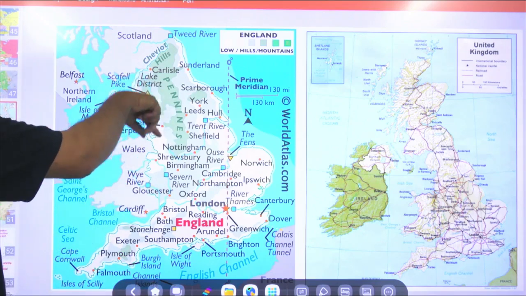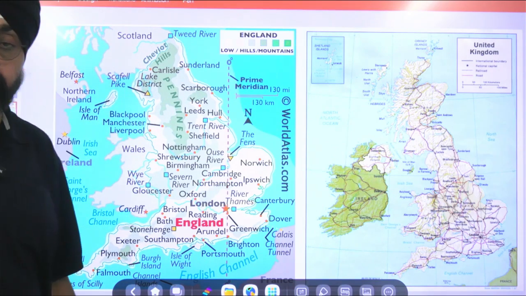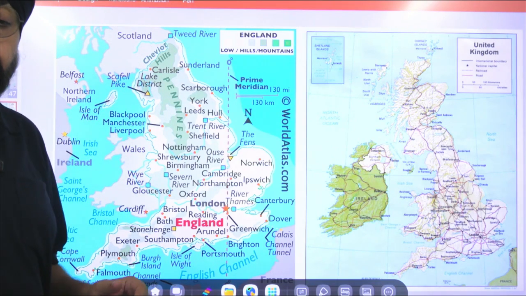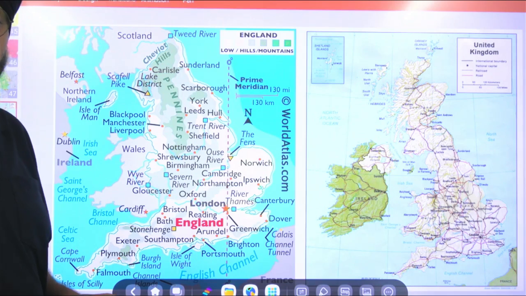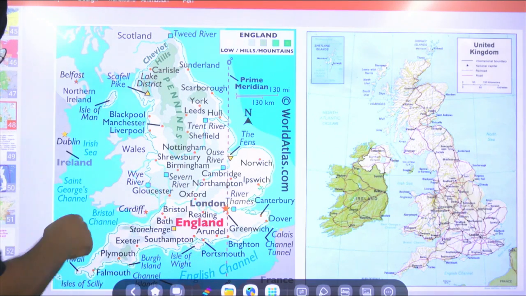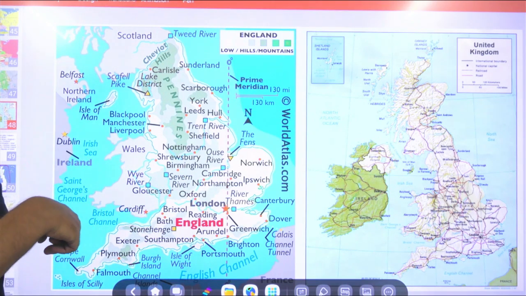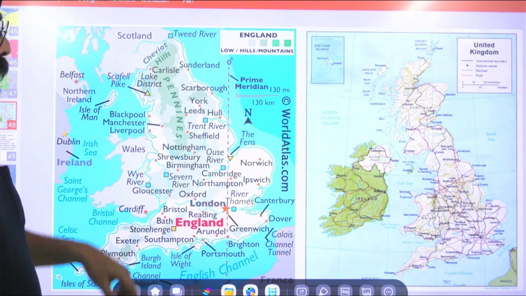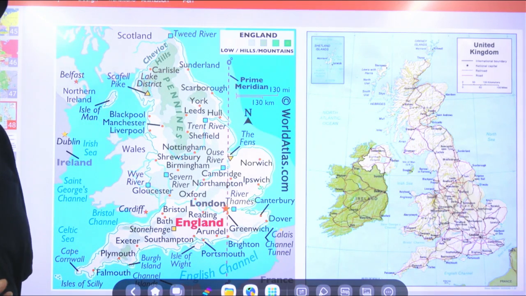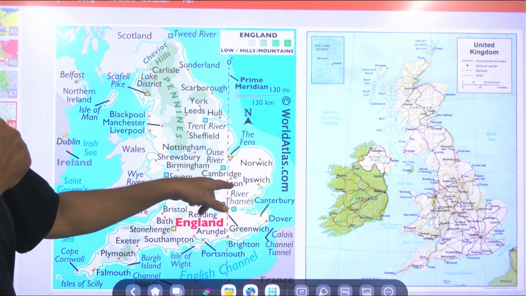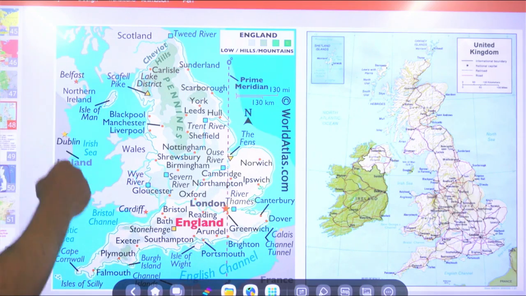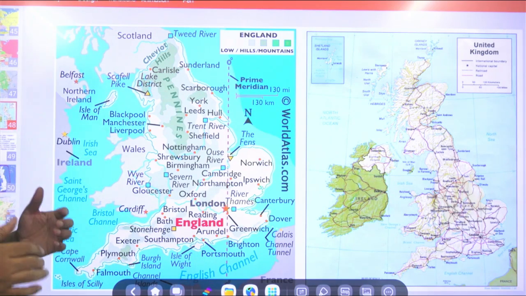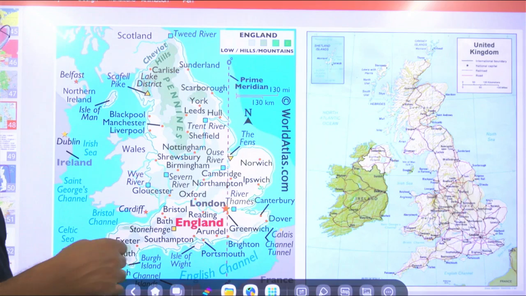This is the Pennine Mountains. Pennine Mountains act as the backbone of England. This is Wales, the old name is Cambria, and above that we have Scotland. The capitals are Edinburgh, Cardiff, London, Belfast. This way we can work out the 4 parts and the 4 capitals there.